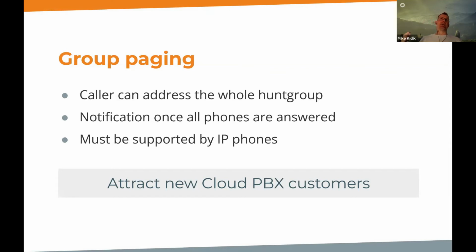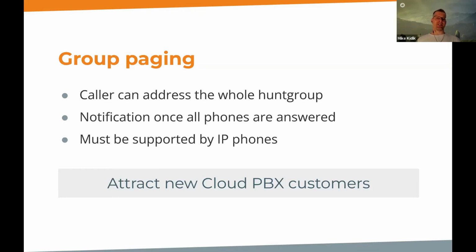Typically, a C-level executive who needs to talk to the assistant would simply push a button on the phone, and that phone answers immediately, turns on the speakerphone, and the manager can talk to the assistant right away without waiting for them to answer the call. Now, group paging allows you to make public announcements.